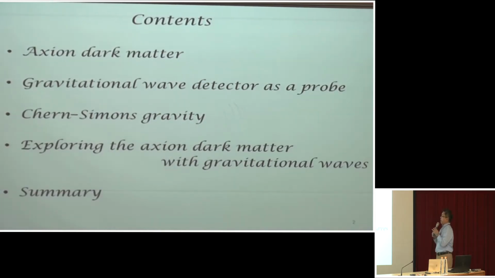Okay, this is the outline of my talk. First, I will introduce the axion dark matter, and then I'll introduce my recent work on this topic, how to probe this axion dark matter with gravitational waves. Actually, we have come up with three methods. Today I will focus on one of them, that is using Chern-Simons gravity. Next, I'll explain how to explore the axion dark matter with gravitational waves in this context. Then I'll summarize my talk.